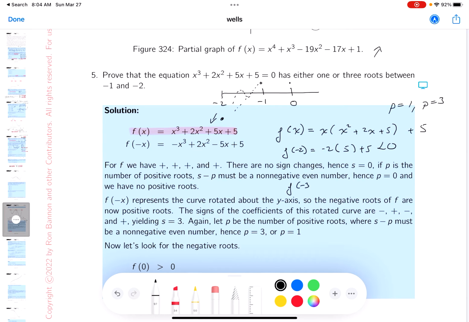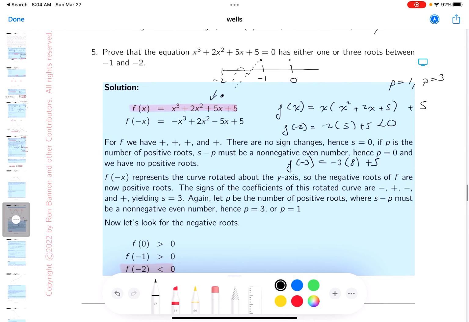F of -3, well, you get -3, right? What do you get next? Well, you get 9 plus minus 6 is 3, 8. So now I'm hoping that you're convinced that no matter how far I go in that direction over here, it's always going to be below the x-axis here.